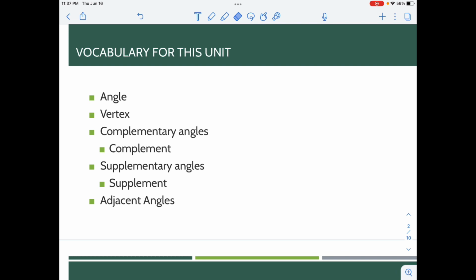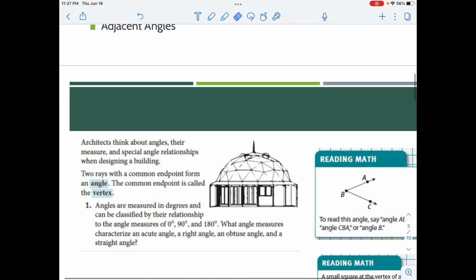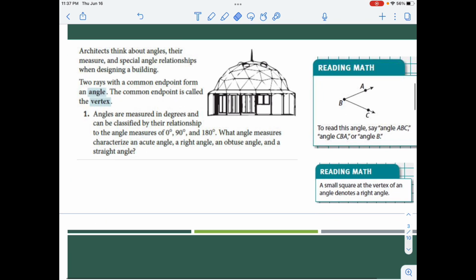Here are our terms for this unit: angle, vertex, complementary angles, complement, supplementary angles, supplement, and adjacent angles. Two rays with a common endpoint form an angle. The common endpoint is called the vertex. Here are rays, and this is the vertex.